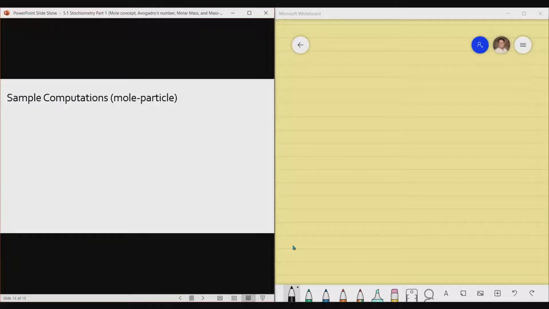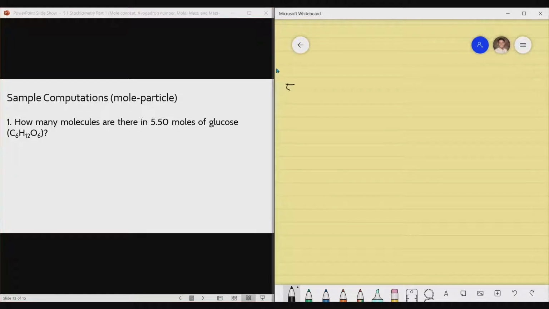Alright, at this point, let me show you an example on how we can compute mass-mole particle relationship. Let's start with mole particle. Okay, so let me just read the problem first. How many molecules are there in 5.50 moles of glucose? So you have here the chemical formula for glucose, and then we have the given here. So let me write 5.50 moles of glucose, C6H12O6. So the instruction is to convert mole into unit molecule.